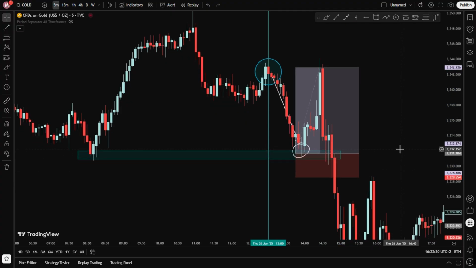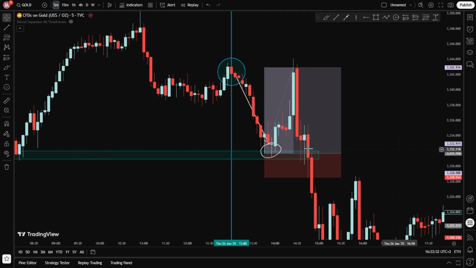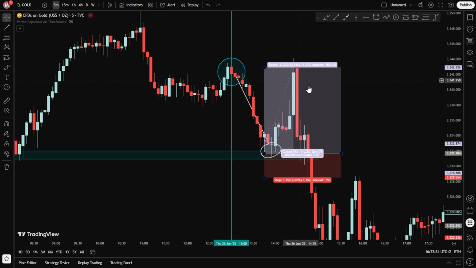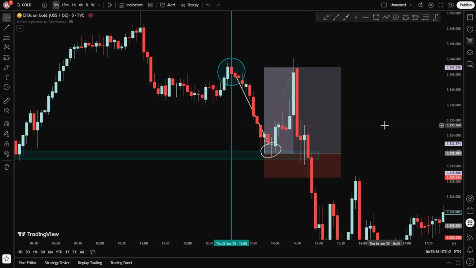As always, our target is the previous high. And in this case, this level right here made the perfect spot to take profits. And just like that, Thursday gave us another clean win using this exact same structure and process. No guessing, no stress, just following the system.